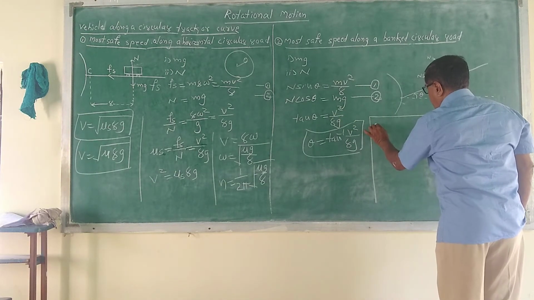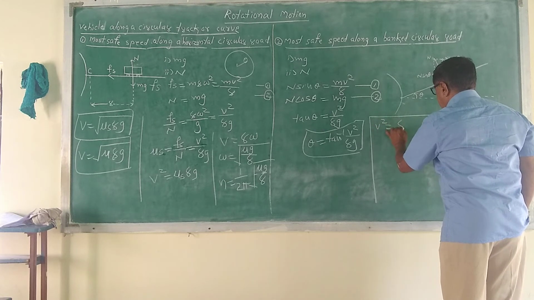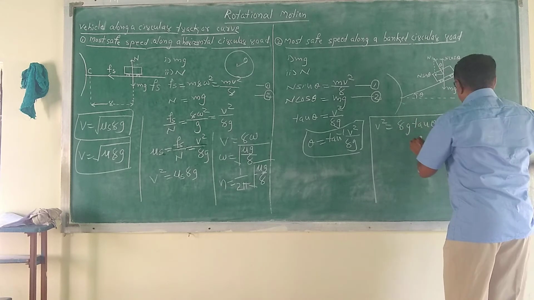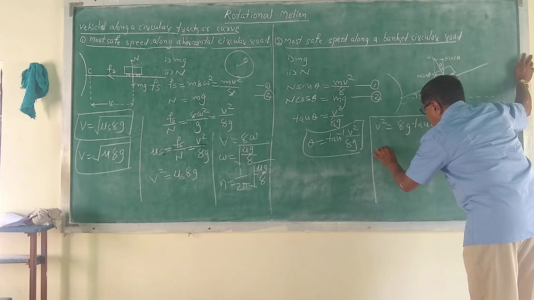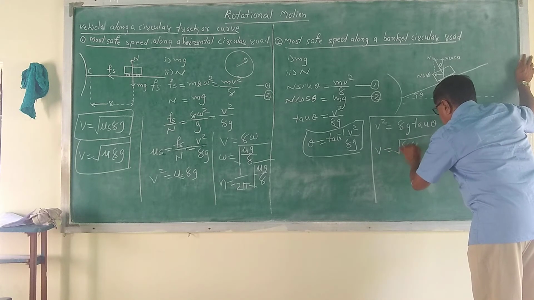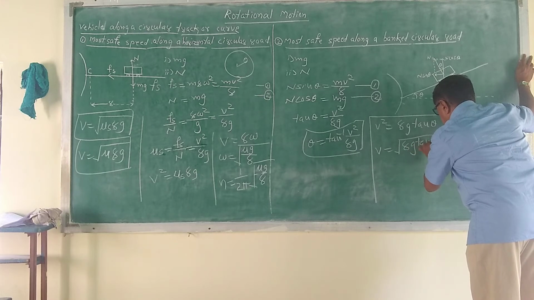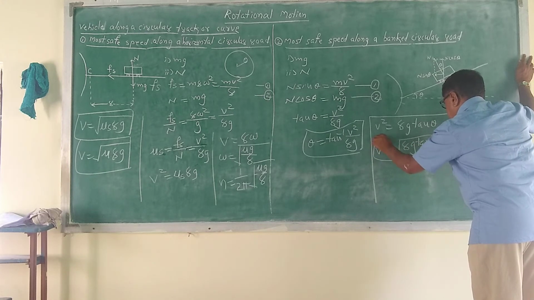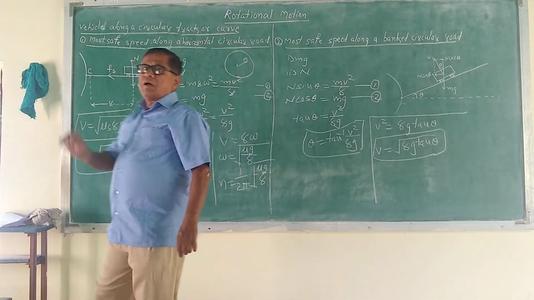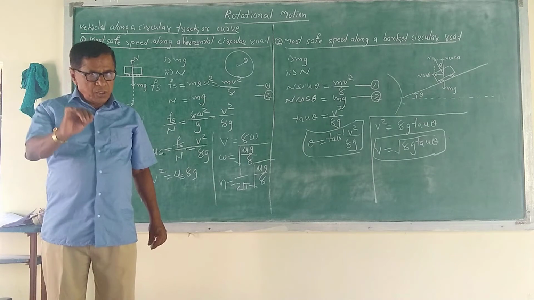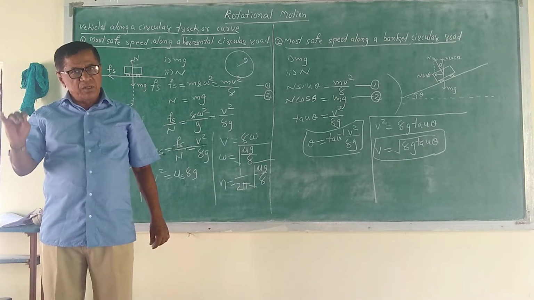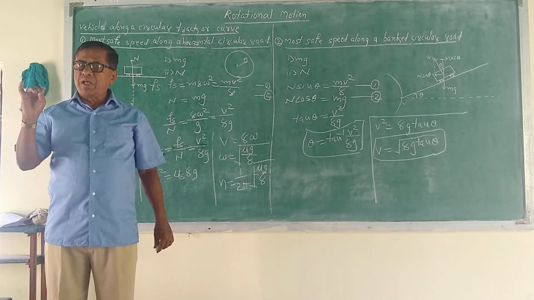from this equation, v square is equal to rg tan theta. And therefore, the most safe speed v is equal to square root of rg tan theta. This is the most safe speed along the banked road. This safe speed depends on, first, the radius of the curve, second, the angle of banking.